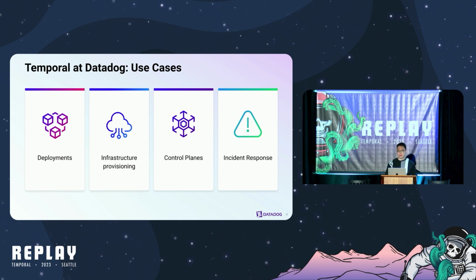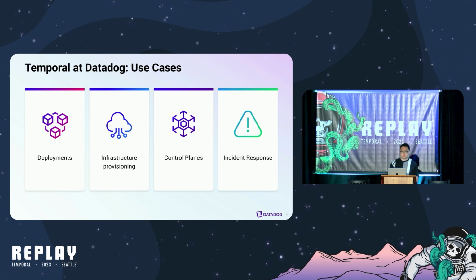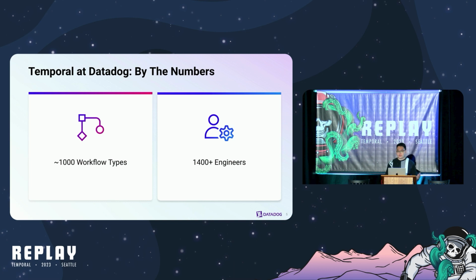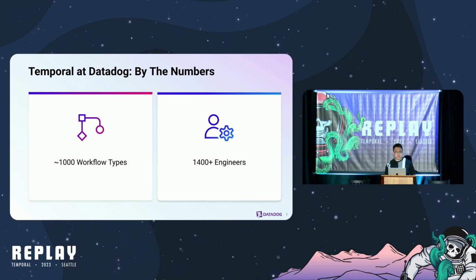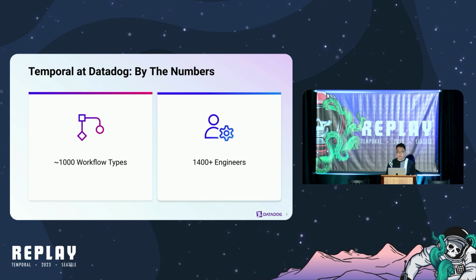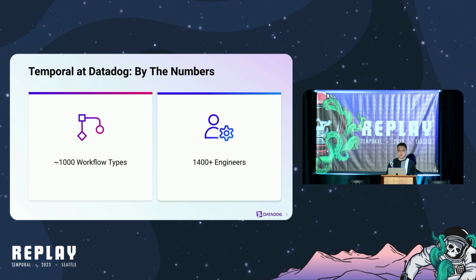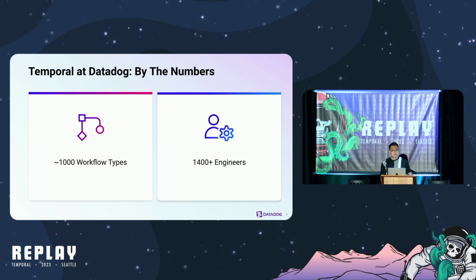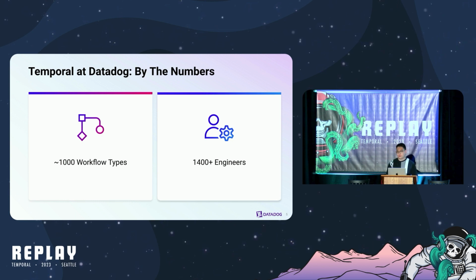Temporal is also leveraged to build the backends for developer tooling, including a merge queue and incident response follow-up. Here at Datadog, we've been running Temporal for about 3 years now, and currently we execute over 150 million workflow executions in a month across about 1,000 different workflow types, which are owned by dozens of teams. As a result, over 1,000 engineers interact with Temporal workflows every month.